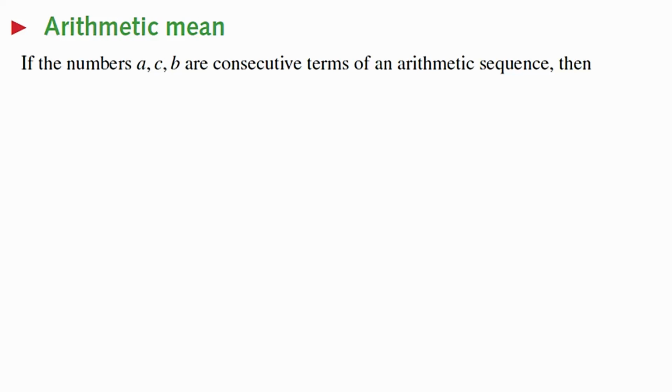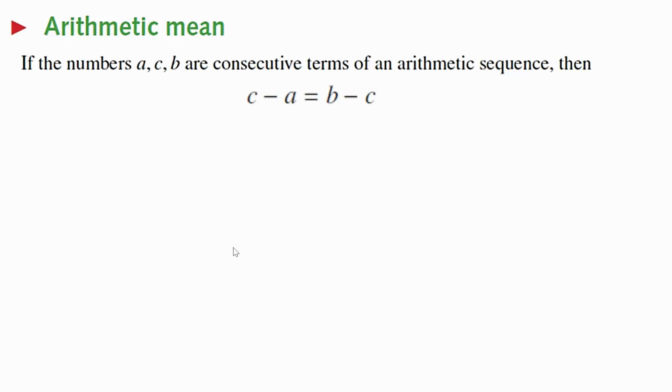It says if the numbers A, C, B in that order are consecutive terms of an arithmetic sequence. So for an arithmetic sequence, the one I gave you before was 1, 4, 7, right? Then A can be my 1, C can be my 4, and B is my 7. And in the sequence, C is called the arithmetic mean. It's the middle term in between those three terms from A to B, okay? And they're consecutive.